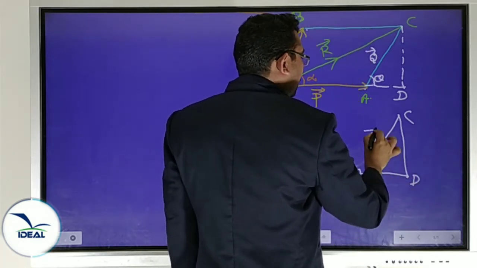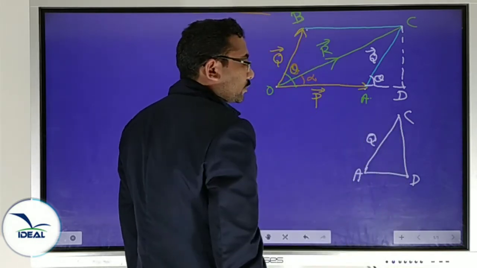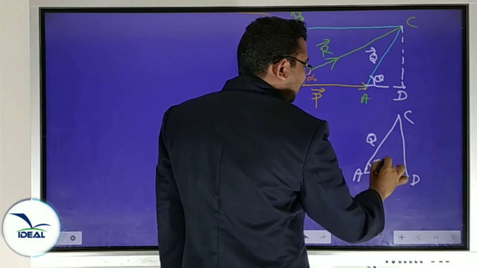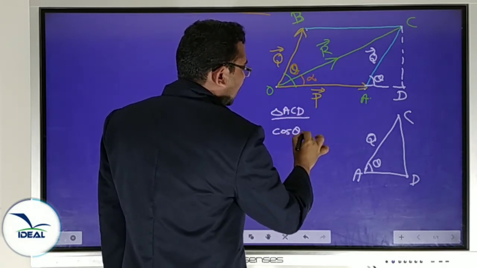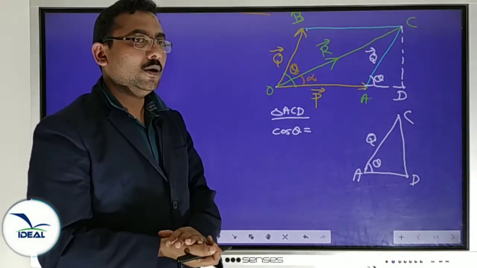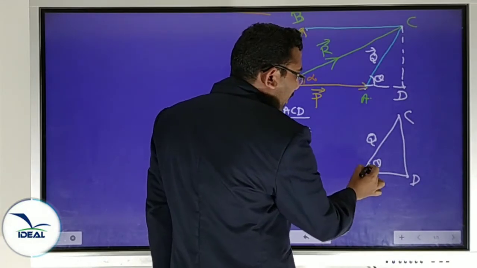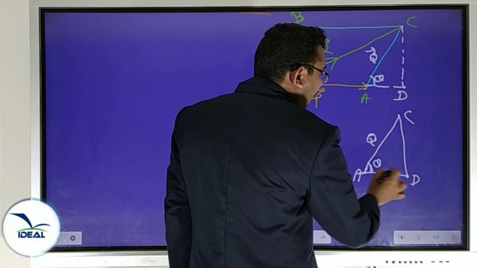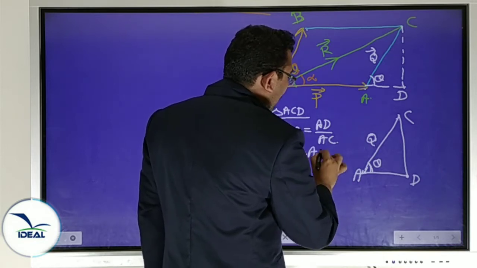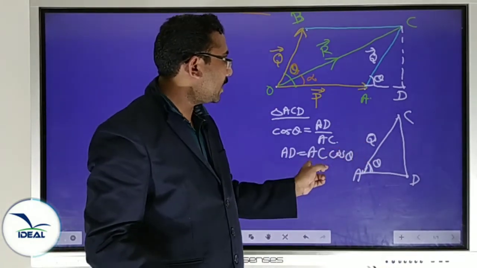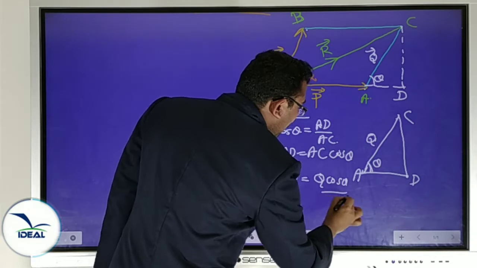In triangle ACD, AC is Q. We consider only magnitude, therefore simply Q. From this triangle ACD, what is cos theta and sin theta? Cos theta is adjacent side by hypotenuse. What is the adjacent side? Theta is here, adjacent side AD, then AD by AC is the cos theta. Then AD equal to AC cos theta. What is AC? AC is Q, isn't it? Then AD equal to Q cos theta.